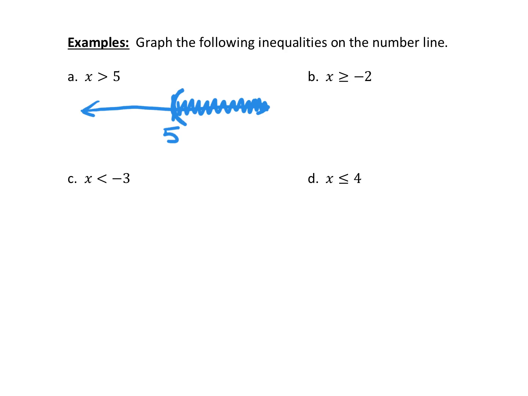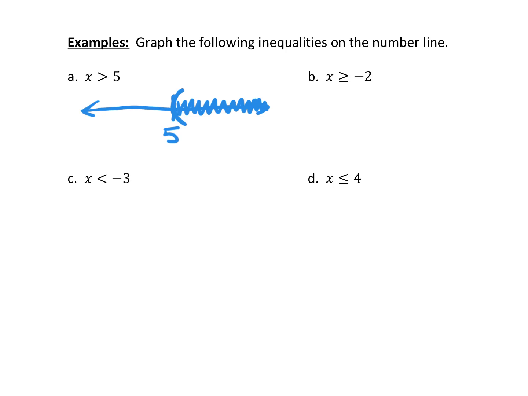Now, when you do put your parenthesis, your bracket, your open circle, or your closed circle, make sure that you are putting it on the tick mark. Do not put it a little to the left or a little to the right, because then it makes you wonder, okay, is the number included or not? And we do want it to be right at that tick mark.